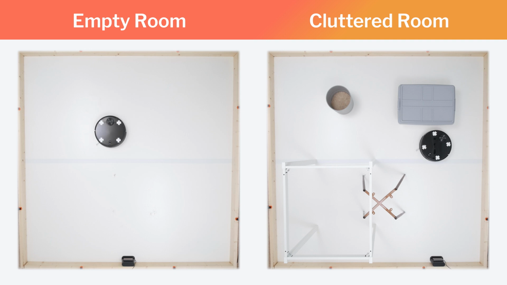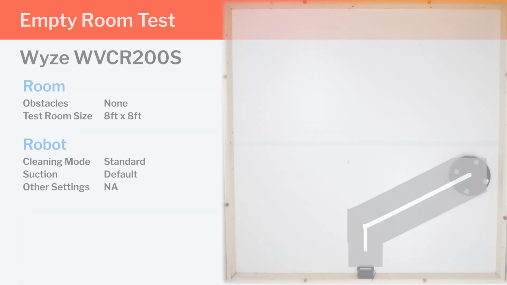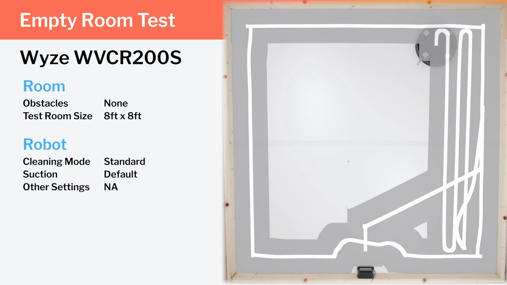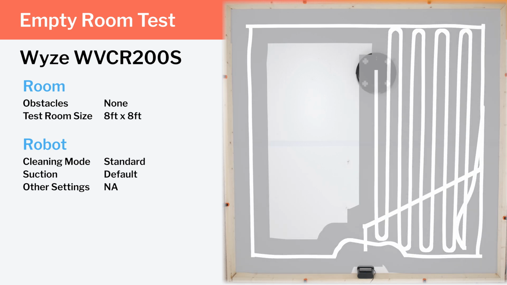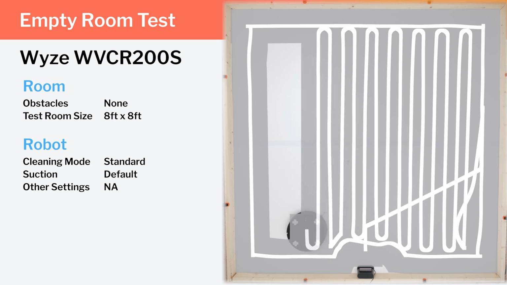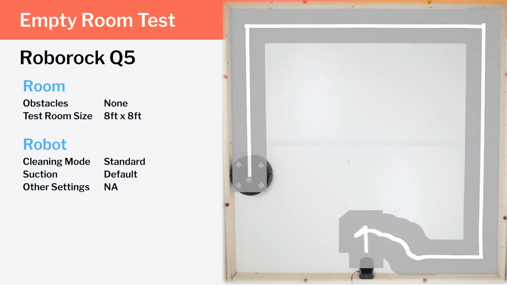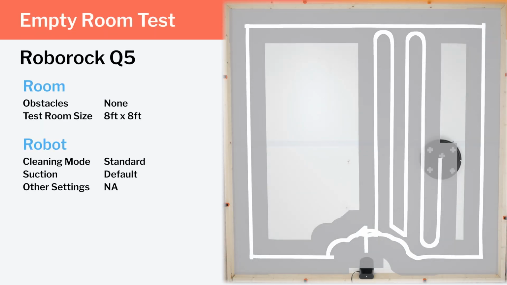We tested the robot's cleaning efficiency and coverage in 2 different environments, an empty room and a cluttered room. In our empty room testing, we first see how the Wyze robot uses LIDAR to navigate in a very precise row-by-row pattern across the room. Note though how, outside of cleaning edges, the robot only moves in vertical rows.